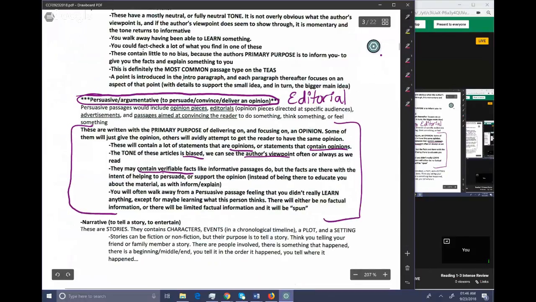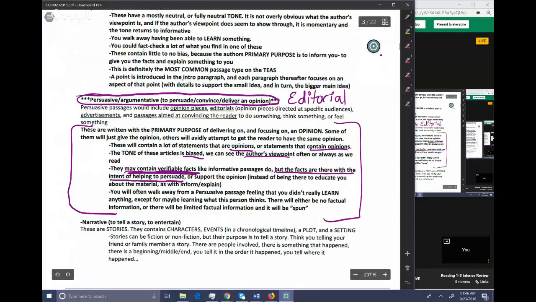They may contain verifiable facts. So this is where you have a little bit of crossover with informative. But the facts are there with the intent of helping persuade you. So an informative could have facts that are there to help educate you, and then maybe you see a little bit of an opinion for just a second, but not with the intent to persuade you. And so now you have the opposite.